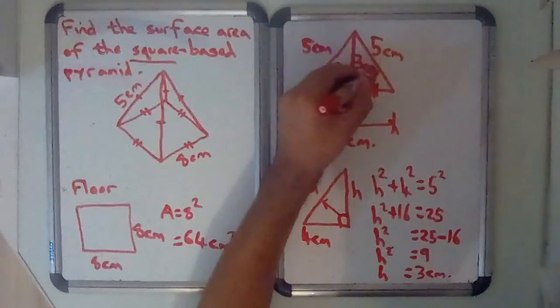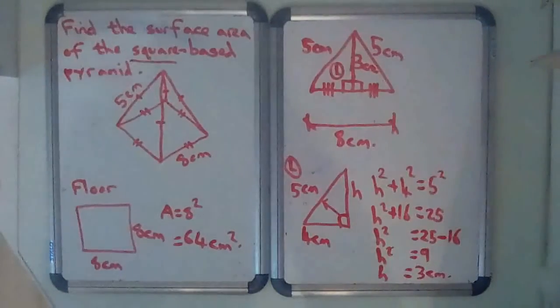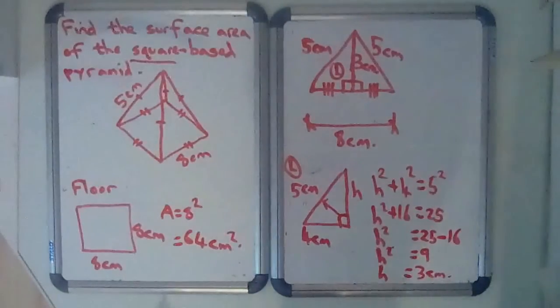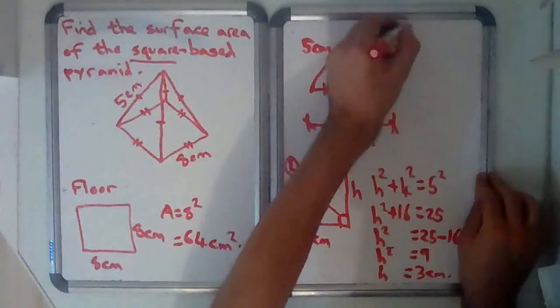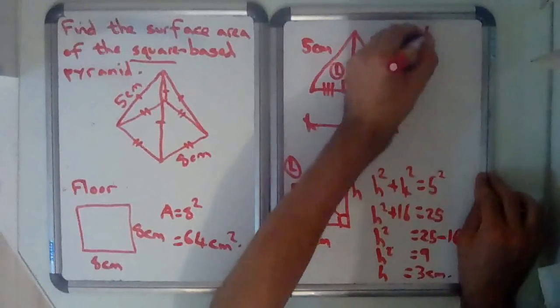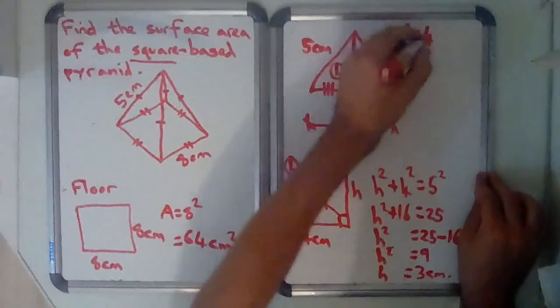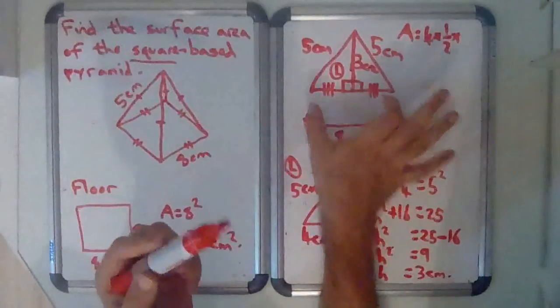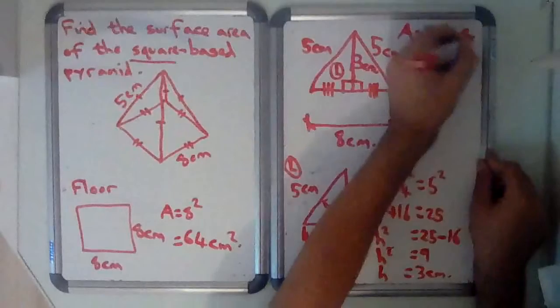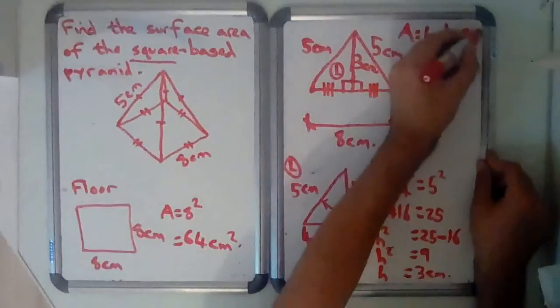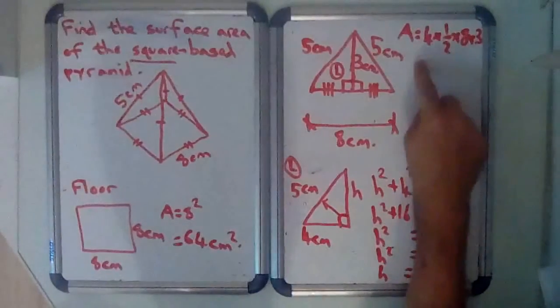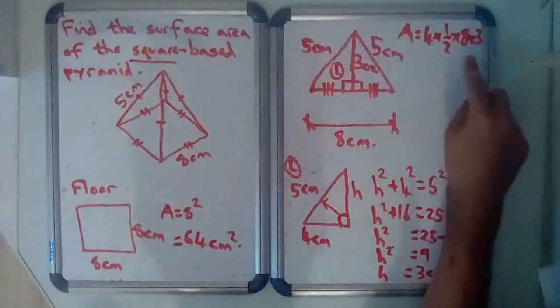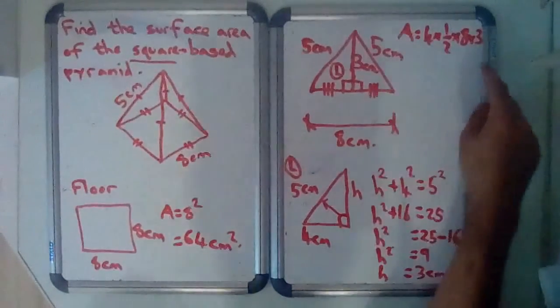So now I can go back to here and I can write in that this is 3 cm, like that. Right, so now for the area of the 4 triangles that make up the walls, so total area made up by this, well it's 4 because there's 4 of them, times a half, times the base, well the base is 8 all the way along, times the height, which we now know is 3. So 4 times a half is the same as half of 4, is 2. 2 eights is 16, 16 times 3 is 48.